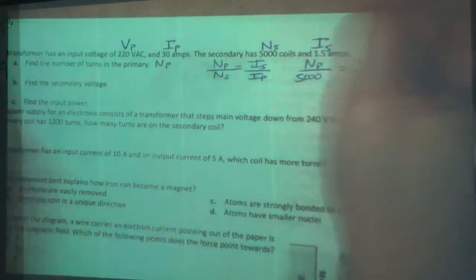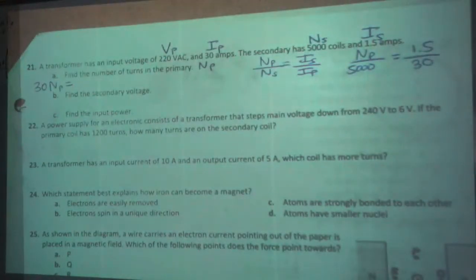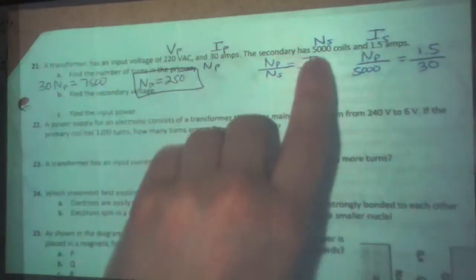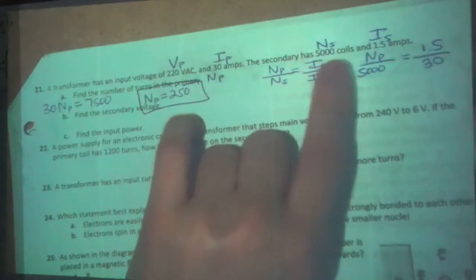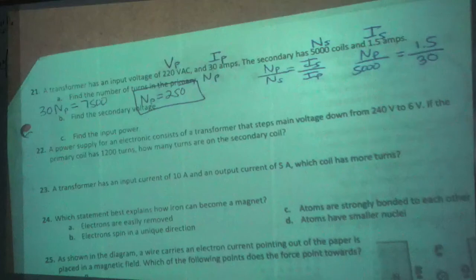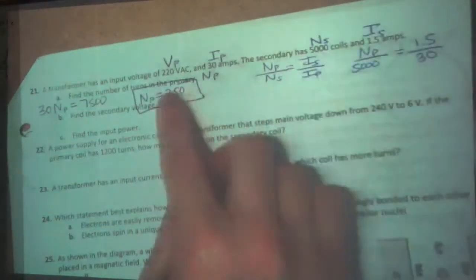And now we cross multiply, so that's going to give me 30 NP equals, grab a calculator, 7,500, and then we just divide the 30 over, and that's going to give me the number of turns on the primary is 250. So it had 250 and now it has 5,000 on the secondary, so this is a step up transformer, and you might be like, wait, but the current got smaller. Remember, current does the opposite thing. For a step up transformer, you have more coils, you have more voltage, but you'll have less current.